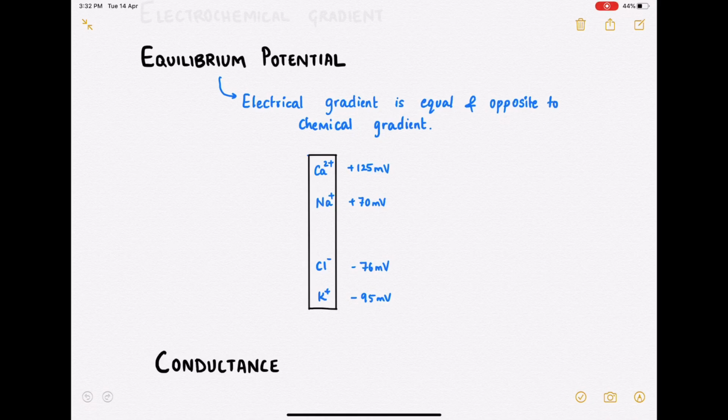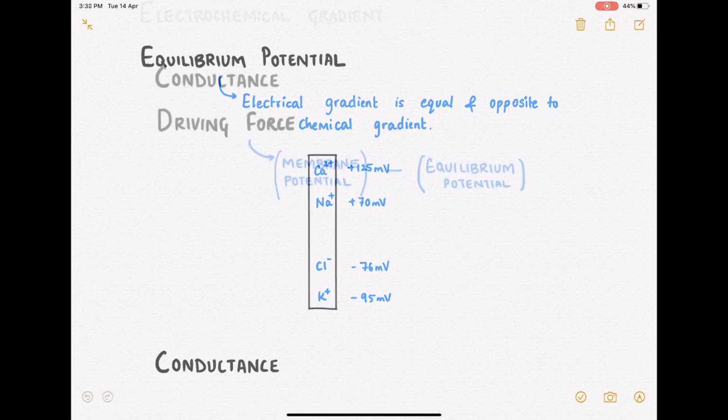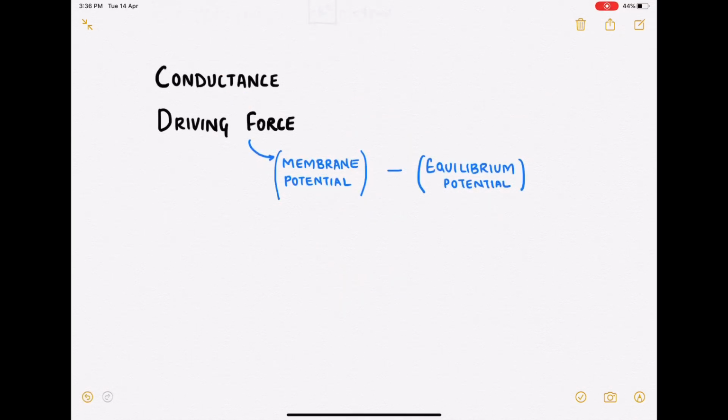That is to say, if the sodium conductance of the membrane increases, then the membrane potential moves towards 70 millivolts. And if the permeability or the conductance increases for potassium, then the membrane potential is going to move towards minus 95 millivolts. Driving force is membrane potential minus the equilibrium potential. That is, further the membrane potential from the equilibrium potential of an ion, greater is the force driving its movement across the cell membrane.